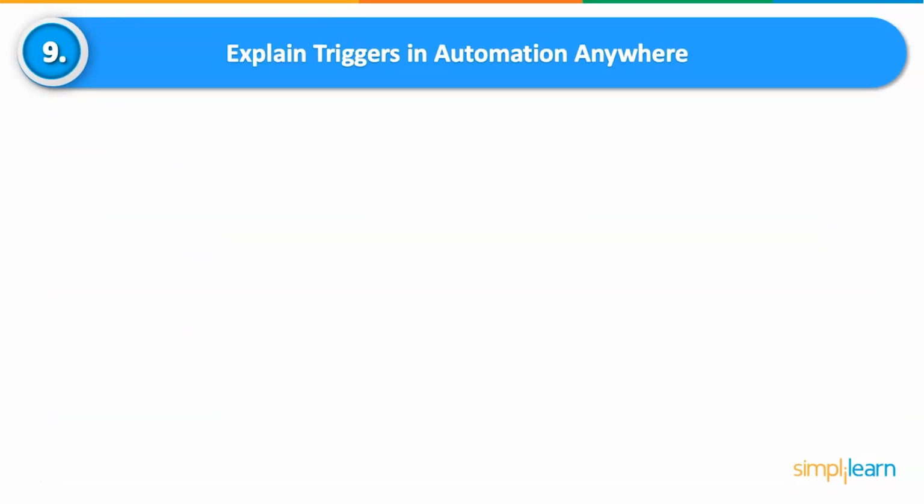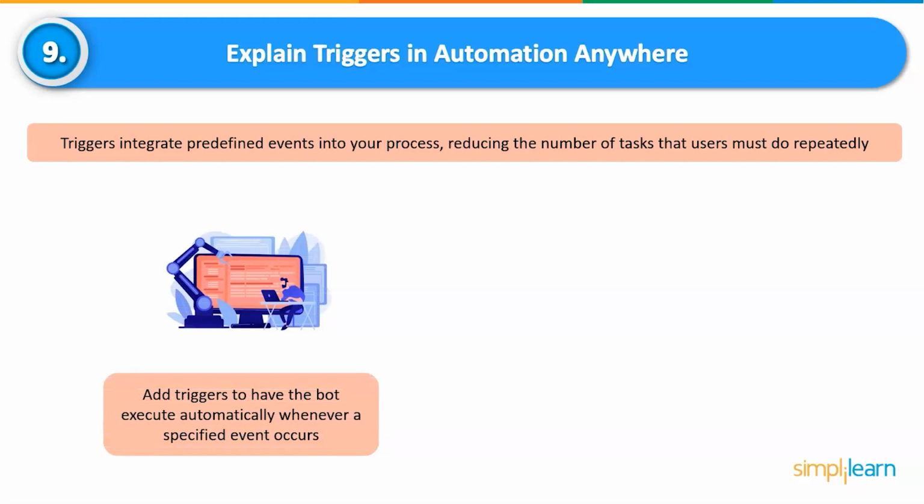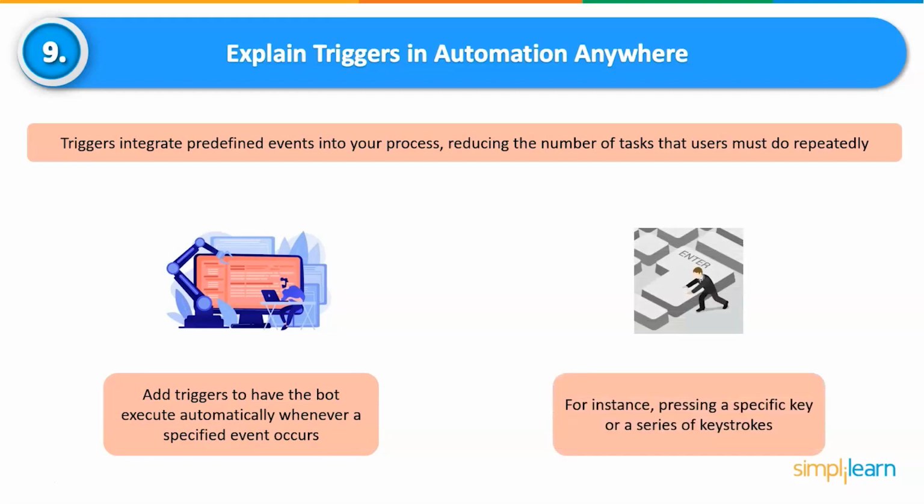Explain triggers in Automation Anywhere. Triggers integrate predefined events into your process, reducing the number of tasks that users must do repeatedly. In Automation Anywhere, you can use attended automation to create unique triggers for numerous apps. These triggers can then be used to launch a bot. Add triggers to have the bot execute automatically whenever a specified event occurs, for instance, pressing a specific key or series of keystrokes.